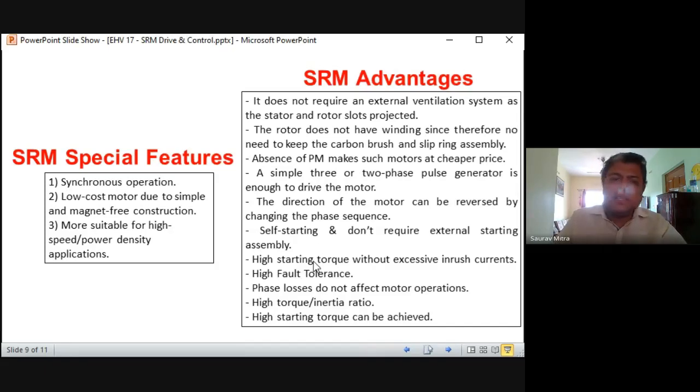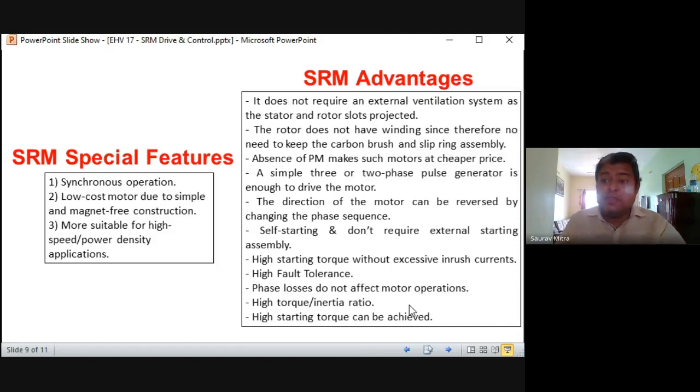Fault tolerance is high. Small problems generally do not happen in the case of SRM, because the construction is very simple. There is no brush, there is no commutator, there is no rotating mechanical part, there is no noise. So wear and tear is less. That's why fault tolerance is very high. Phase losses do not affect the motor operation, and there is a high torque by inertia ratio.